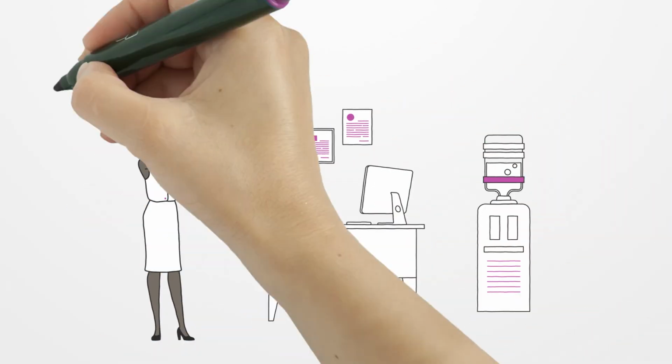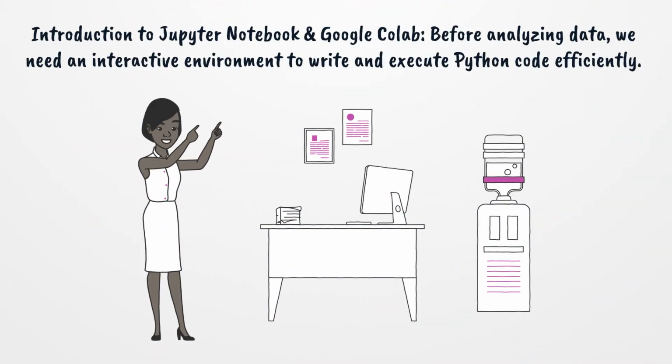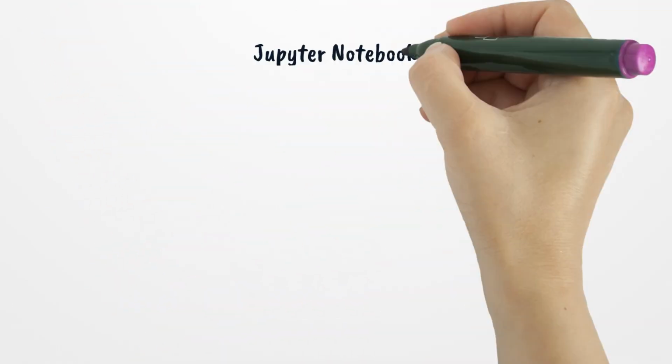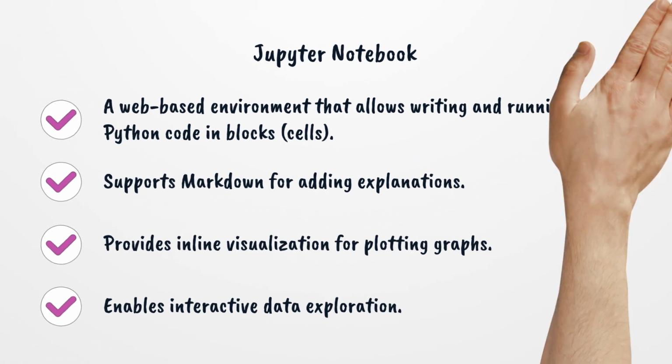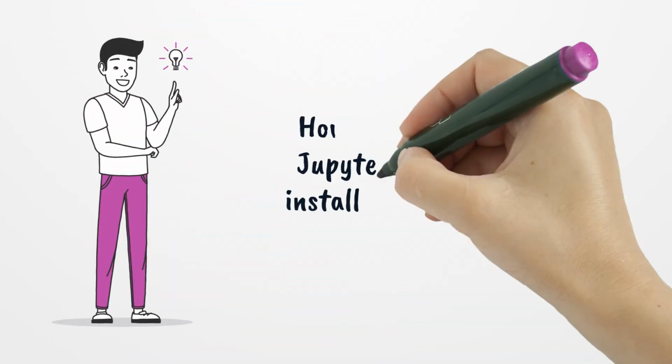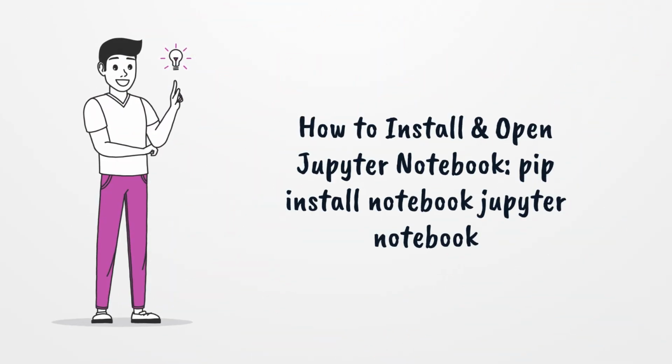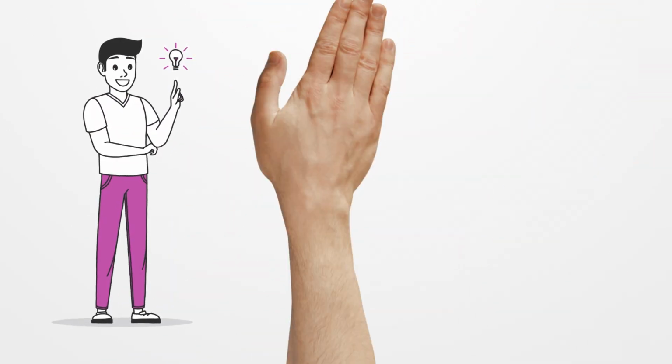Introduction to Jupyter Notebook and Google Colab. Before analyzing data, we need an interactive environment to write and execute Python code efficiently. Jupyter Notebook. A web-based environment that allows writing and running Python code in blocks, cells. Supports Markdown for adding explanations. Provides inline visualization for plotting graphs. Enables interactive data exploration. How to install and open Jupyter Notebook: pip install notebook, then jupyter notebook.